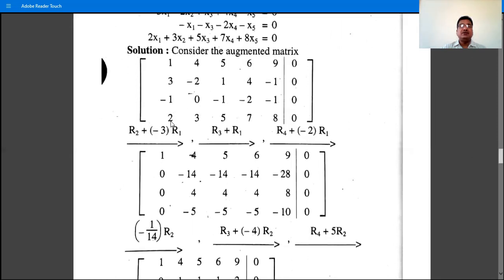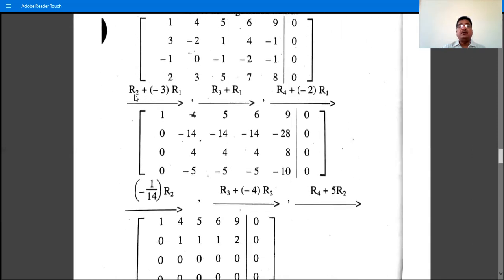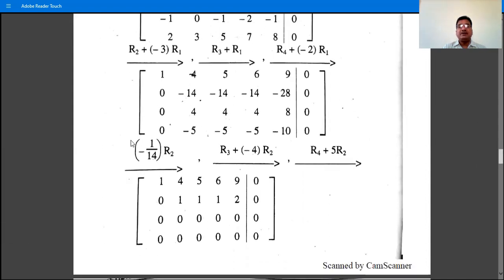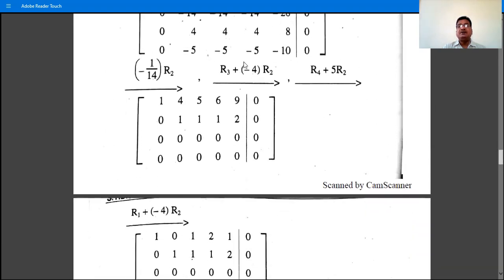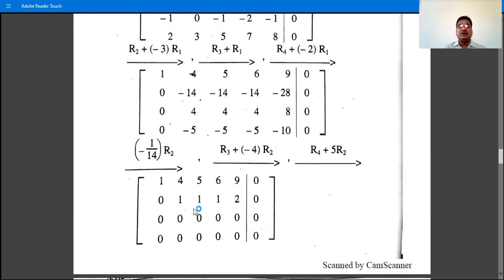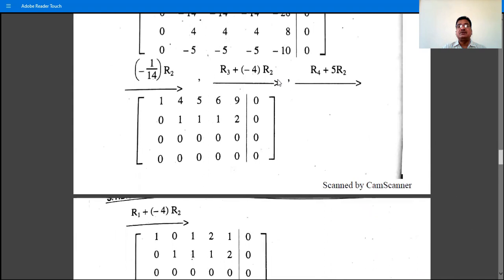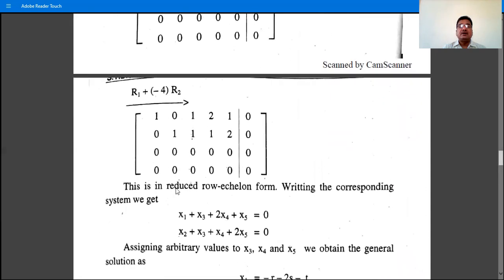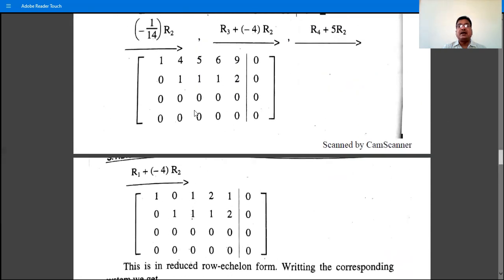Here is 1. We have to reduce the remaining elements to 0, so these are the operations. We have 0. Then reduce this minus 14 to 1, so the operation is minus 1/14 R2. We have 1 at this place, and then apply these operations. Don't operate all these three at a time. First reduce minus 14 to 1, and then apply R3 minus 4 R2 and R4 plus 5 R2. By using these we have 0 at these two places, and this is the echelon form.